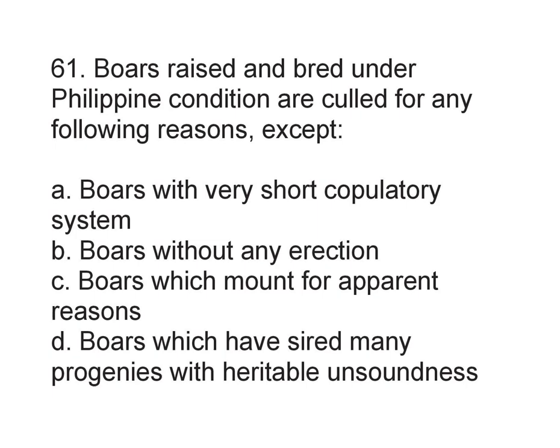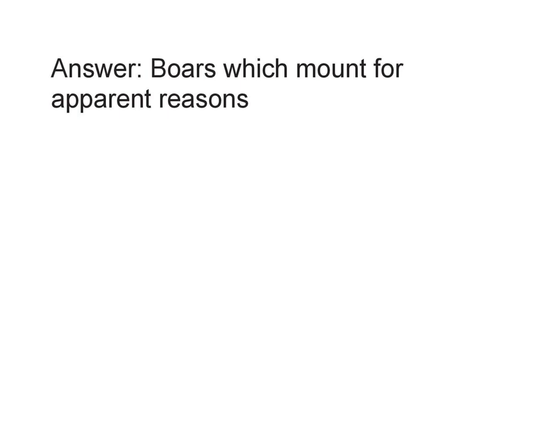Number 61. Boars raised and bred under Philippine condition are culled for any of the following reasons, except A. Boars with very short copulatory system, B. Boars without any erection, C. Boars which mount for apparent reasons, D. Boars which have sired many progenies with heritable unsoundness. The answer is boars which mount for apparent reasons.